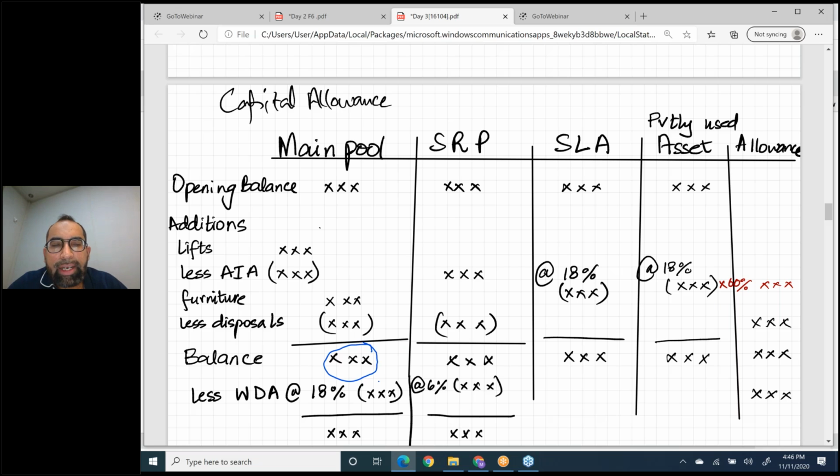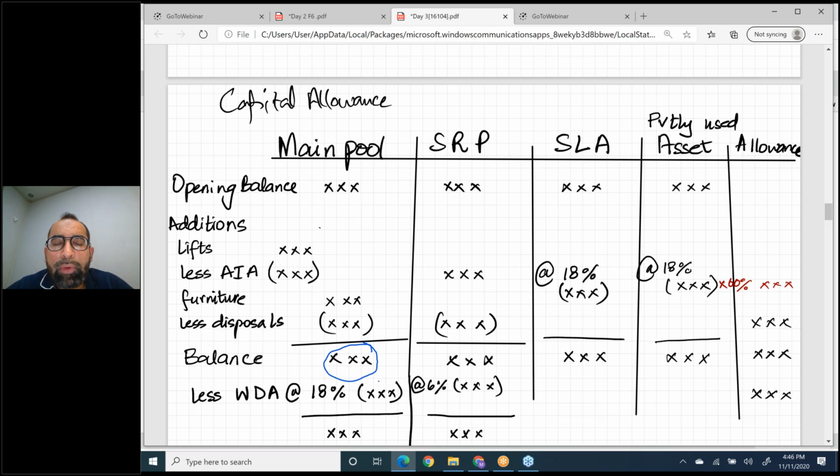And on this final balance, if you are working on the main pool, then the WDA, written down allowance, rate is 18%. You can claim 18%. But if you are working on the special rate pool, then the WDA rate is 6%.